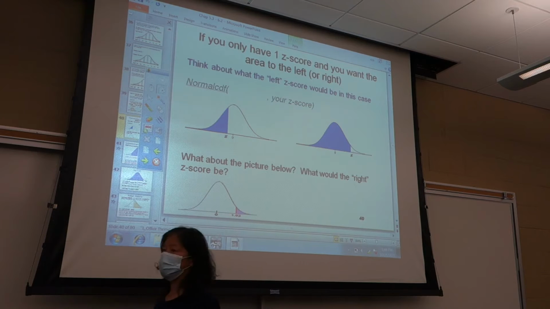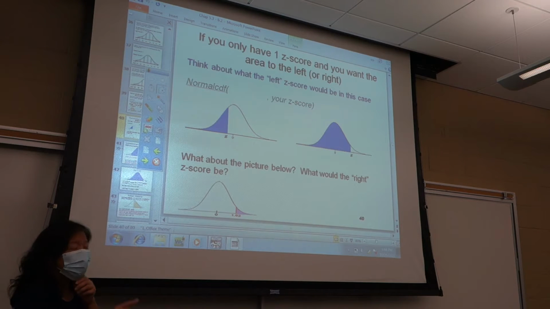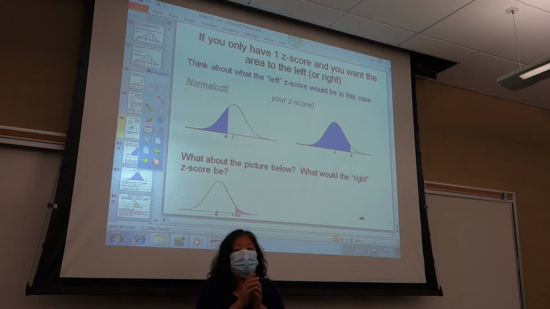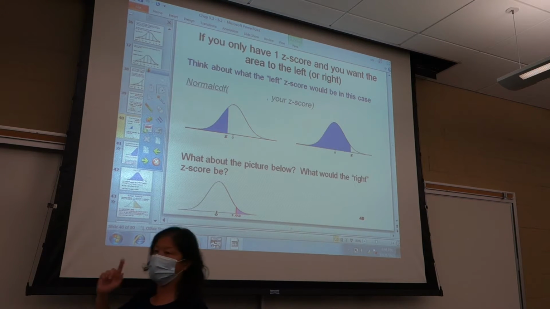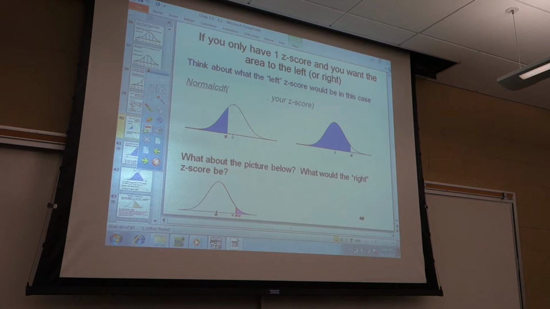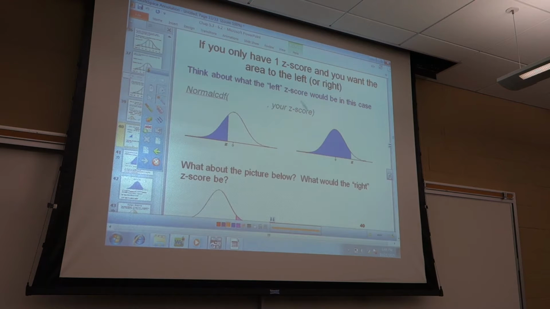Okay, so here's the thing. What if I only have one z-score and I want to find the area below or above it? If I have one z-score and I want to find the area below it, to the left of it, first of all, you're going to draw it. You're going to shade everything. If I want to go below that number, you're going to shade everything all the way out to forever, just like we did here.